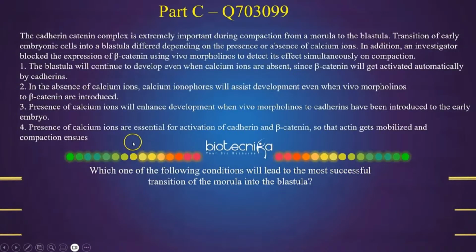Now the last question over here: the cadherin-catenin complex is extremely important during compaction from a morula to a blastula.